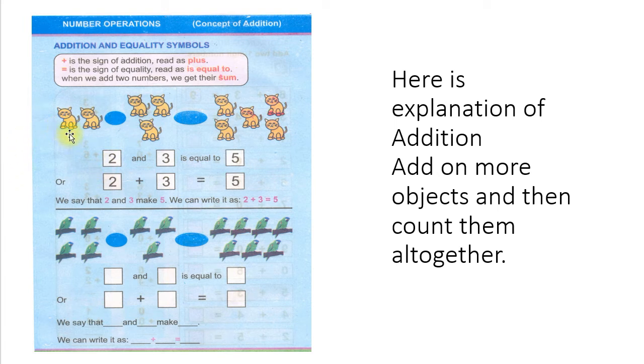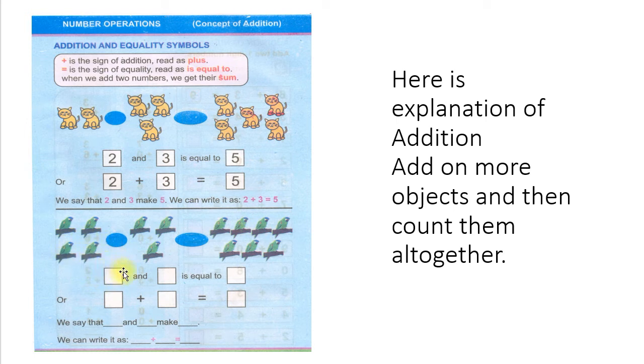Count how many cats are there. 1, 2. We write 2 here. Now how many cats are these? 1, 2, 3. 3 cats. 2 plus 3 is equal to 1, 2, 3, 4, 5. 2 plus 3 is equal to 5. We say that 2 and 3 make 5. We can write it as 2, plus sign, 3, equal to sign, and then we write 5 in figure like this.